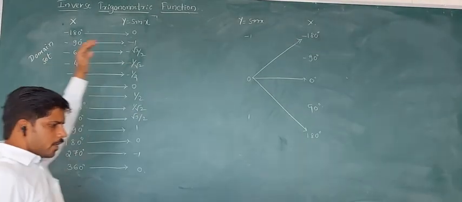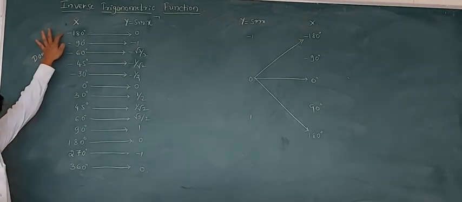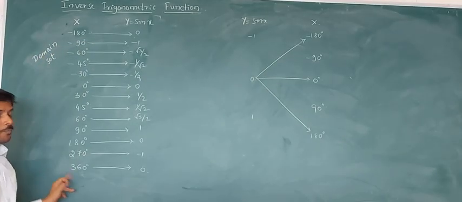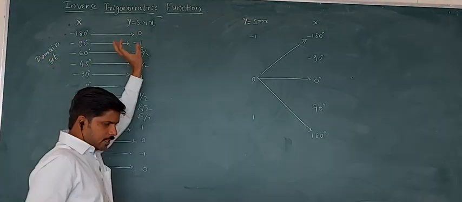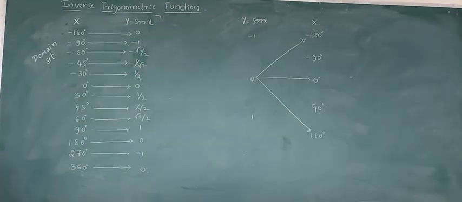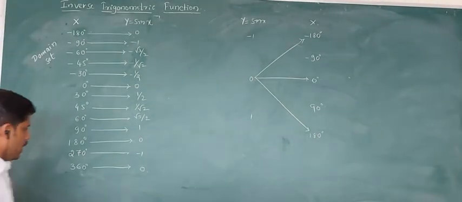Here I have taken only minus 180 degrees to 360 degrees, which is the domain set, and this is the codomain set. That is, y is the codomain set.